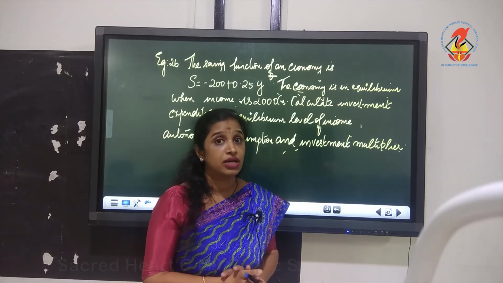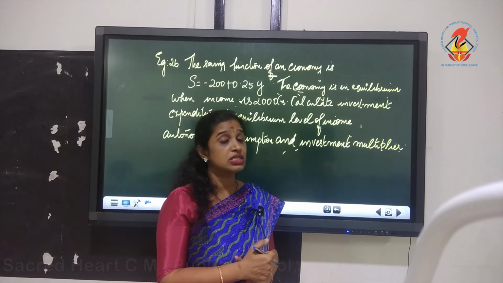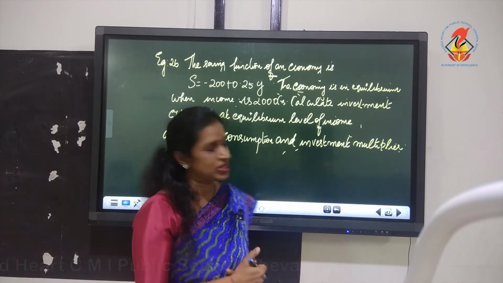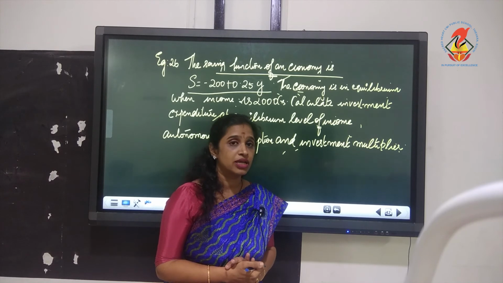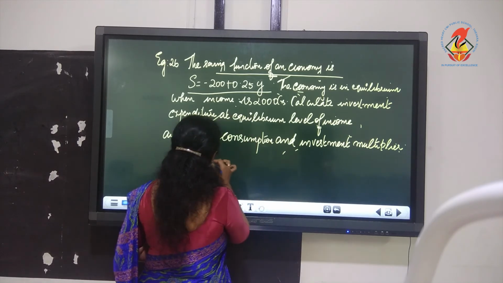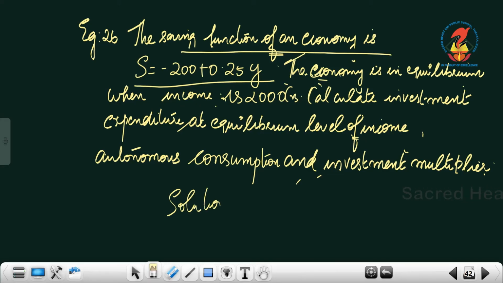Till now, we were learning the consumption function equation. This is the saving function equation. The question is as follows. The saving function of an economy is S is equal to minus 200 plus 0.25y. The saving function is given here, isn't it? Now, let us write the saving function. How to write the saving function?